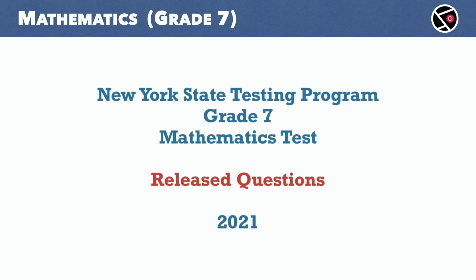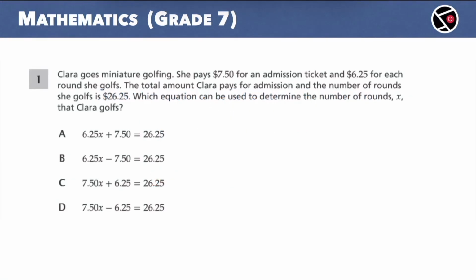In this lesson, we will solve a grade 7 mathematics test from New York State Testing Program. Problem 1. Clara goes miniature golfing. She pays $7.50 for an admission ticket and $6.25 for each round she golfs. The total amount Clara pays for admission and the number of rounds she golfs is $26.25. Which equation can be used to determine the number of rounds x that Clara golfs?